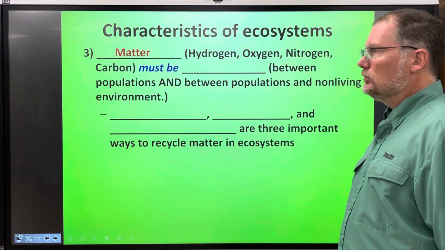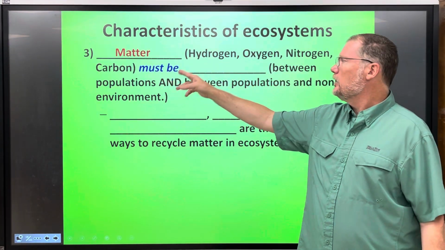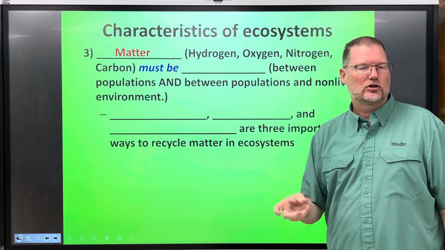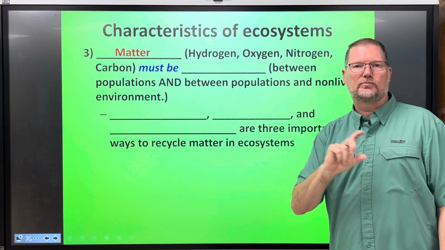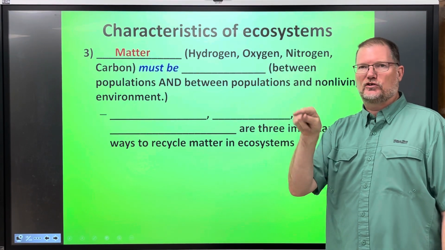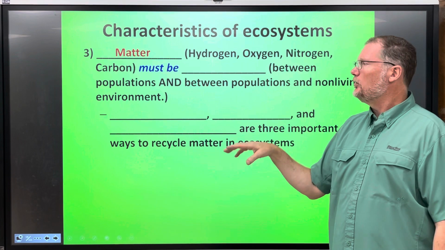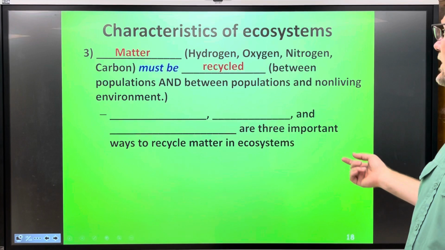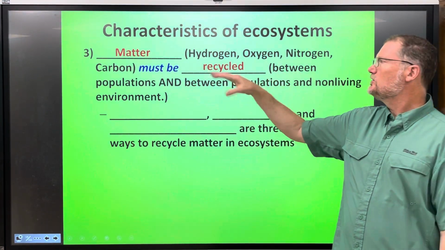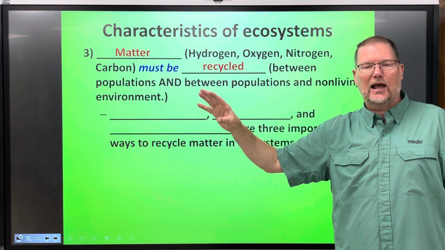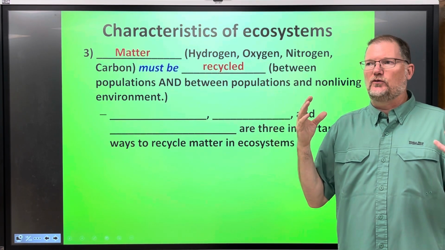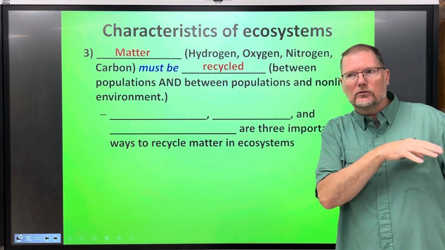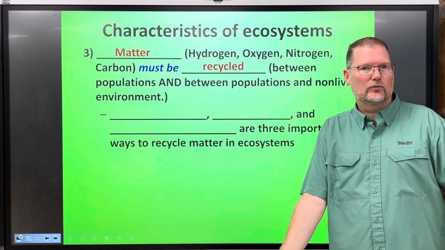Okay, so matter, CHON, remember? Carbon, hydrogen, oxygen, and nitrogen. CHON. We could also say SPONGE. Remember sponge, like sponge cake? Sponge, which is sulfur and phosphorus thrown in there as well. But for now, we're just doing the main 4. Matter must be recycled. You can't just use these things up and then have a sustaining ecosystem. If you use up all the matter and take it away, then the ecosystem will not flourish, it will die.